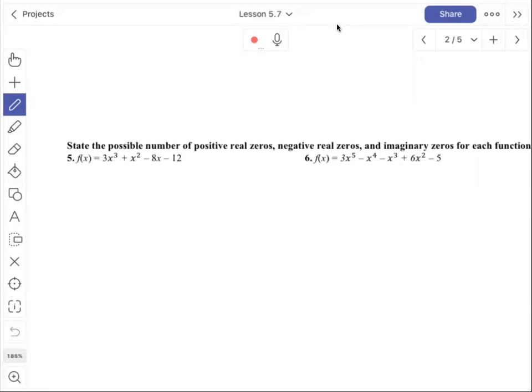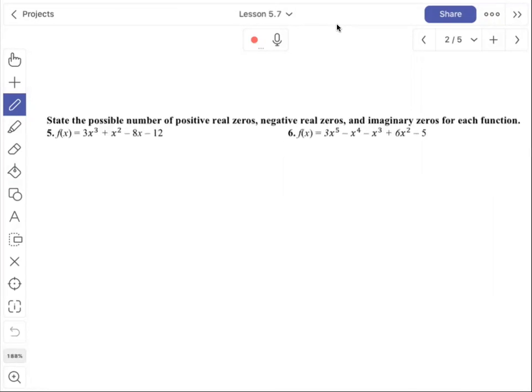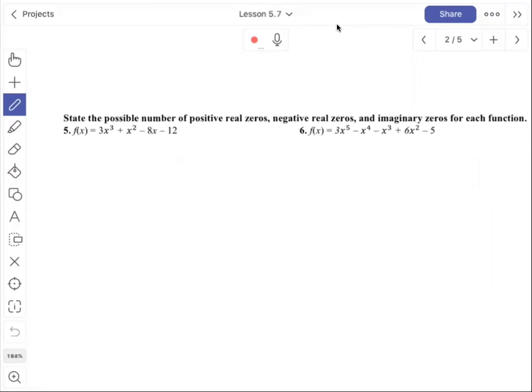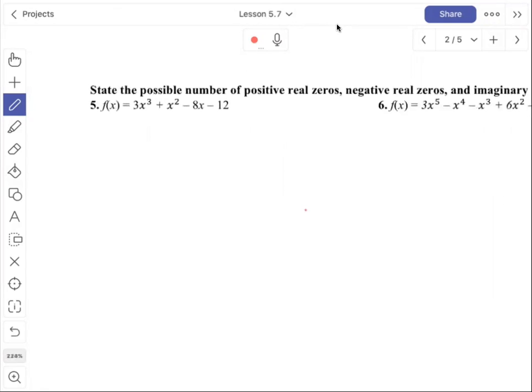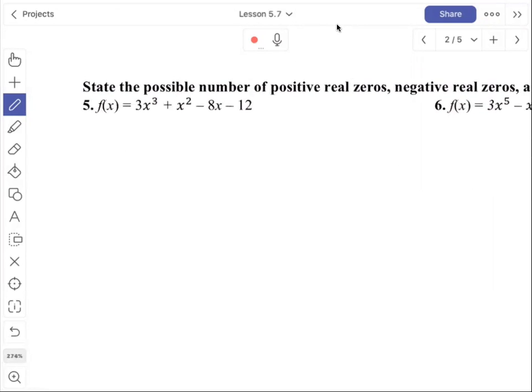All right, so number 5, state a possible number of positive real zeros, negative real zeros, and imaginary zeros for each function. So they just want to know how many positive, negative, imaginaries. They don't actually ask us to solve. Okay, so let's use Descartes' rule for this one.